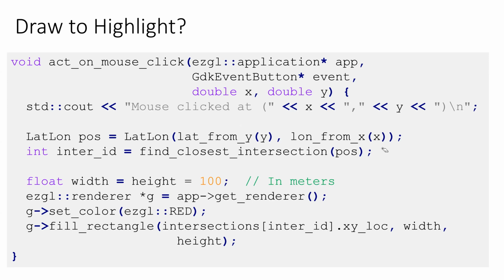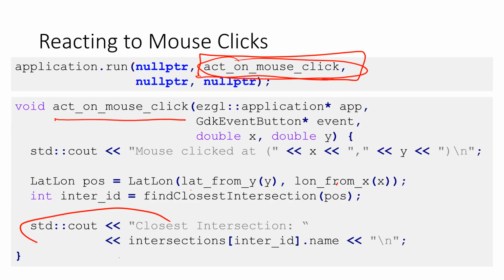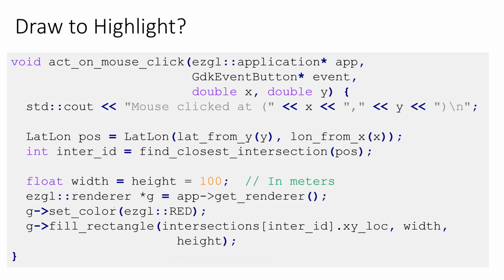Once you have that, I should do something. So I figured out what the closest intersection was, and I did print it out here, but that's maybe not the most user-friendly thing. I should probably graphically show what you just did. So here's how I'm doing that. I found the closest intersection, and it's got a certain ID.